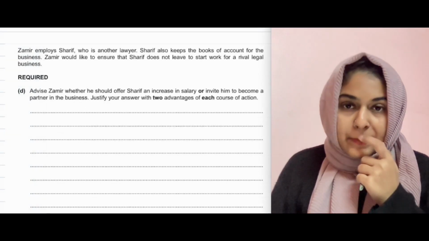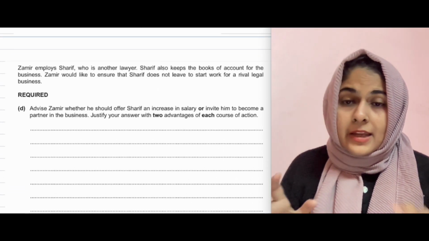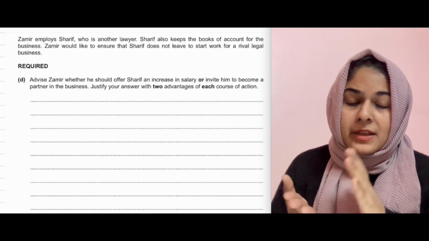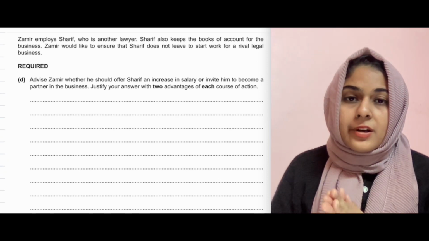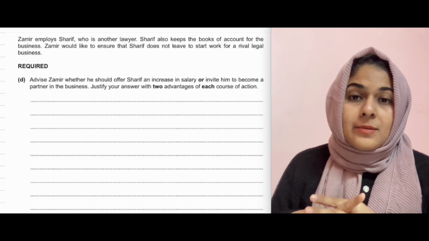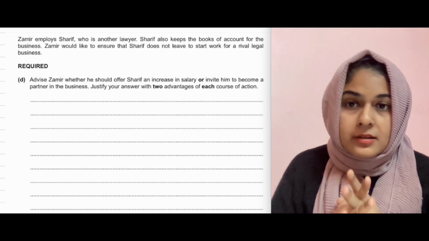So in the next part, that is part D and the last part of the question, this is for 5 marks. They're saying that Zamir का एक employee है, उसका नाम शरीफ है. So Zamir employs Sharif, who is another lawyer. Sharif also keeps the books of accounts for the business. Zamir would like to ensure that Sharif does not leave to start work for rival legal business.